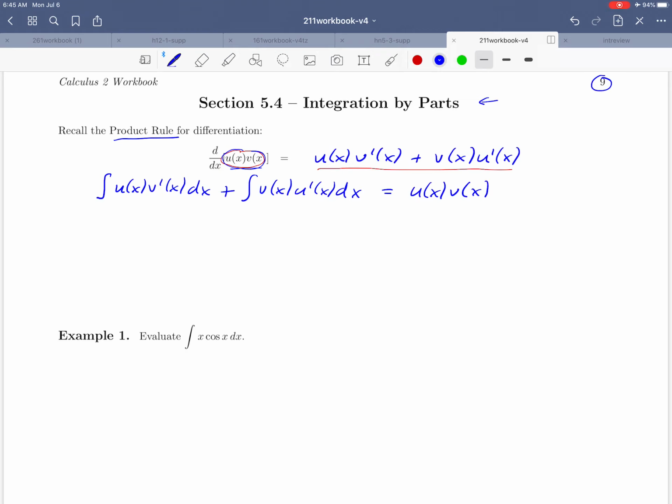Now, we're being a little sloppy with the notation. Technically, there should be a plus c on the end of this. We're going to ignore that, though. It turns out that we don't need that for this formula that we're about to develop here.